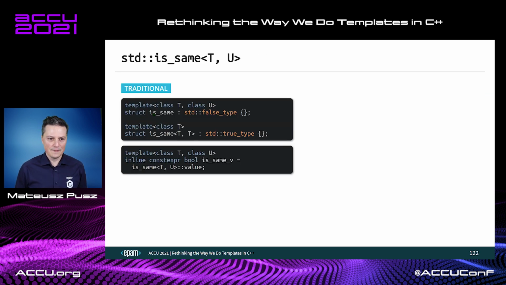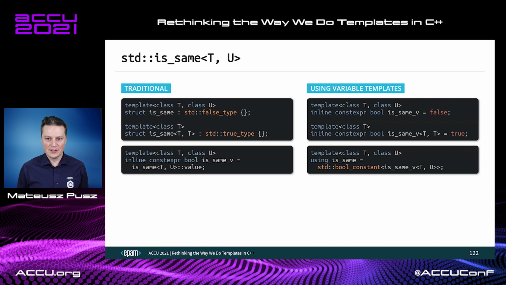For example, traditionally, is_same is implemented this way. By default, it points to false_type. If it's exactly the same type, it's true_type. And we have a helper for it, right? That takes _v and provides the value from the type trait. We can implement this easily with variable templates that I mentioned before.